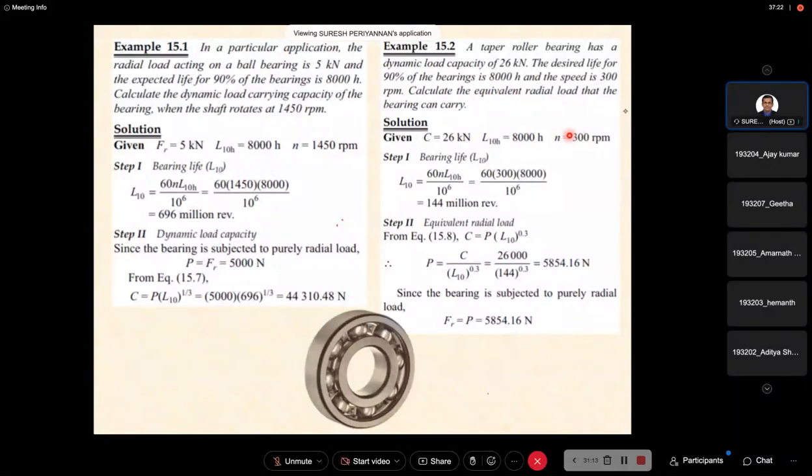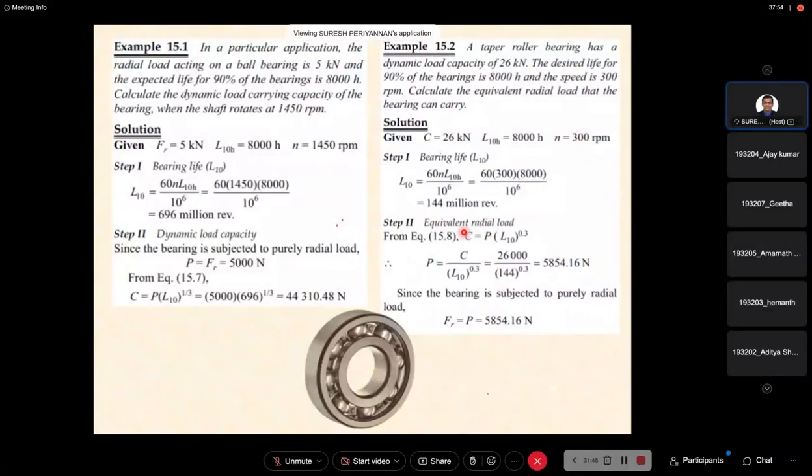Now we would like to find out how much load is acting on the bearing. That is our aim here. How much radial load is acting on the bearing, we would like to find out. The dynamic load carrying capacity is given, the bearing working hours are given, the speed is given. Then from this relation we are able to find out L10, the bearing life in millions of revolutions.